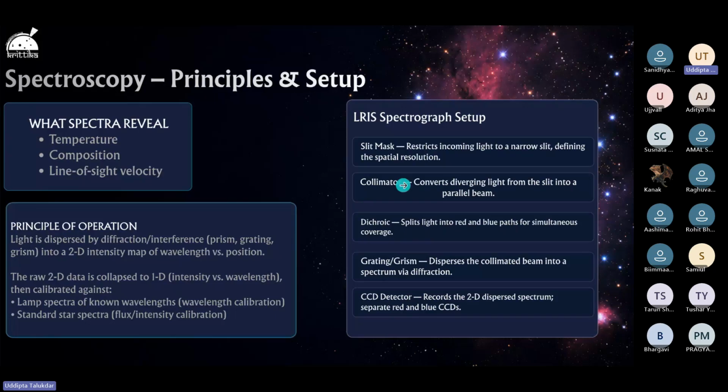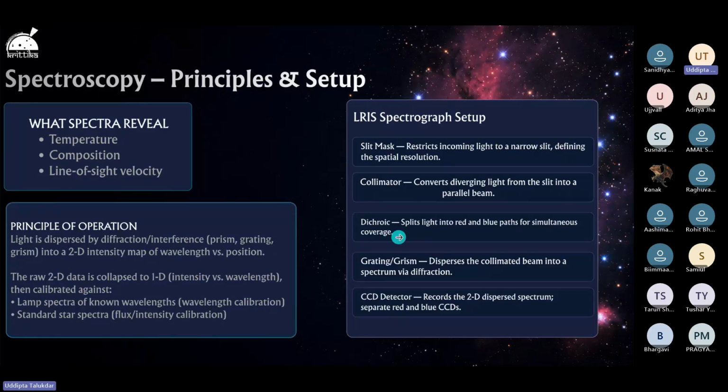Next, we have the collimator. Light coming out of the slit is diverging. It is spreading out. So what the collimator does essentially is it is a lens or a mirror that takes the messy diverging beam and makes it perfectly parallel. You need parallel light before you can disperse it cleanly.